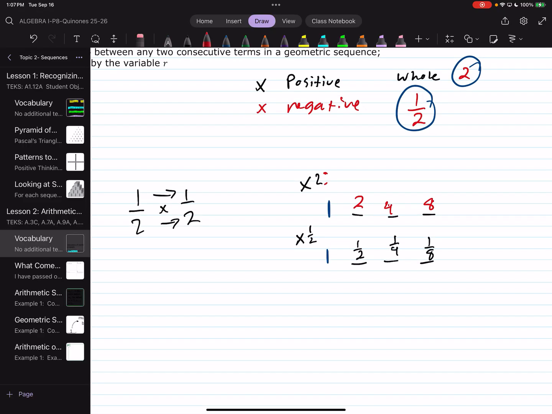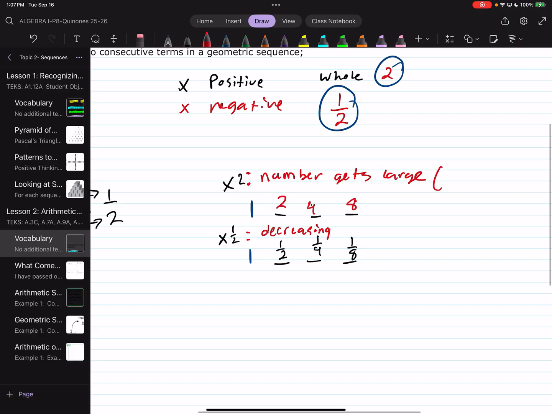Someone that hasn't interacted with me today. When I multiply by a whole number, what happens? Okay, so the number gets larger. That's important. Okay, someone else that hasn't interacted with me. If I multiply by a fraction that is less than 1, what happens to the rest of the term values? Violet, what do you got? It's decreasing.